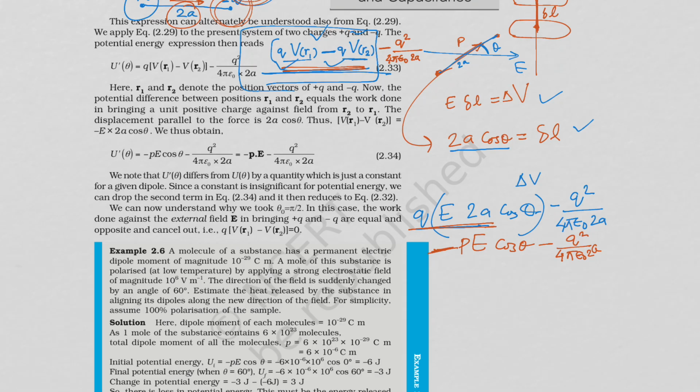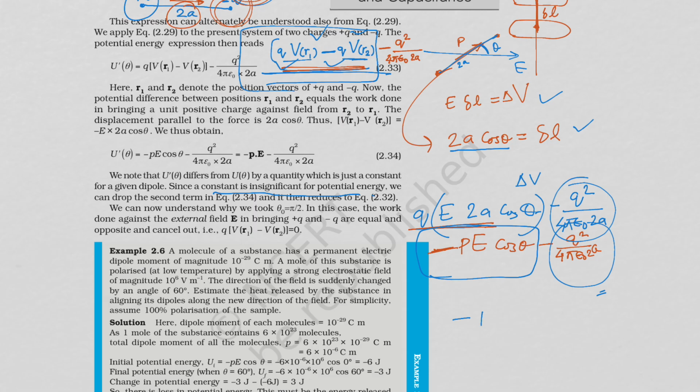And here the second part is q square upon 4 pi epsilon naught 2a, what you can see here. This part is cancelled out. We just ignored this part, because this is a constant value which will be added to the dipole's potential energy if we take the dipole somewhere else. So that's why the constant is insignificant for potential energy, and we can drop the second part. Okay, and we'll only focus on minus PE cos theta.